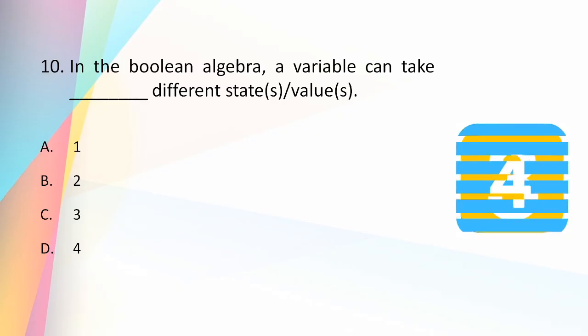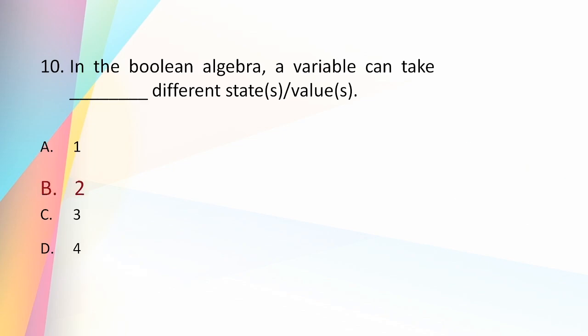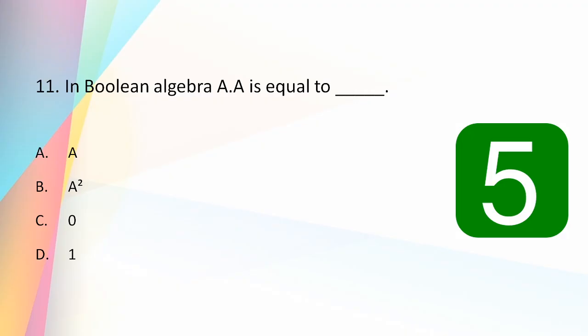In Boolean algebra, a variable can take dash different states or values: 1, 2, 3, 4? And the answer is 2. As you already know, Boolean algebra is based on the binary number system, which has only two states, 0 or 1. So a Boolean algebra variable can take only two states.